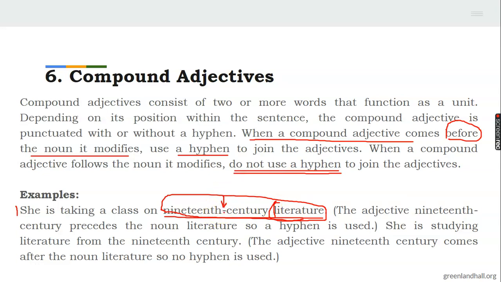You can see that sign, like minus. That's the hyphen there. So the adjective 19th century precedes the noun literature. So a hyphen is used. But look at this one.